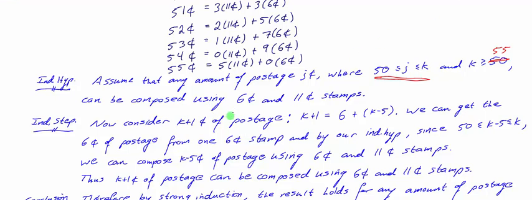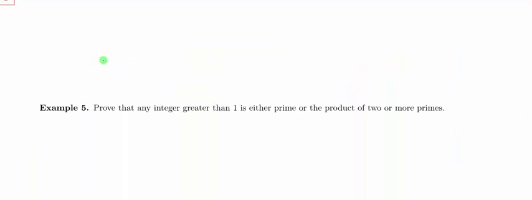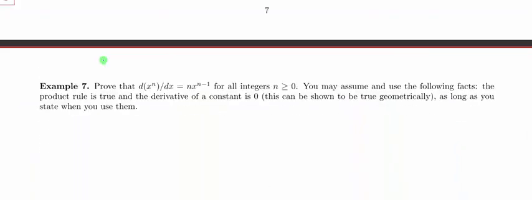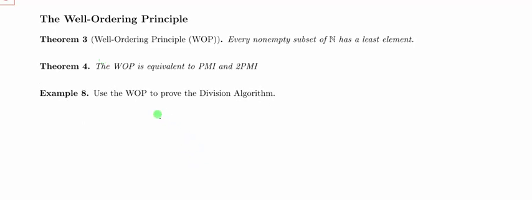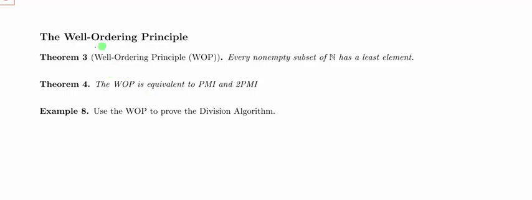Now, I've mentioned this a couple times, but let's jump down to the end of the section. We've got a few more examples here that we'll go through. There's another principle known as the well-ordering principle, WOP. Every non-empty subset of the natural numbers has a least element, a smallest element in it. That seems fairly intuitive. The theorem here, though, is the important one.